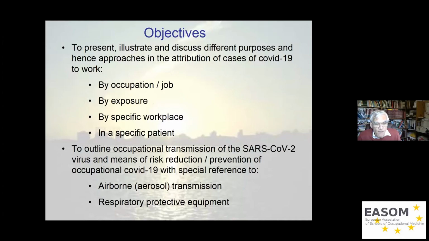The objectives, therefore, as I've just said, are twofold. First, to look at the different approaches in the attribution of COVID-19, and I shall go over this under four different headings: by job, by exposure, by specific workplace, and by specific patient. And then I shall address occupational transmission, but that's a huge subject. So I shall focus mainly on airborne transmission by aerosol, mainly on respiratory protective equipment. That's not to say that other issues like ventilation and so on aren't hugely important, perhaps more so, but I will restrict myself to where I am best able to contribute to this meeting.